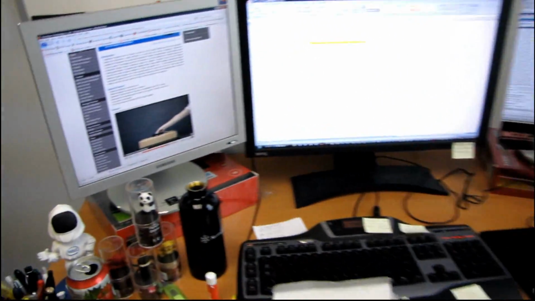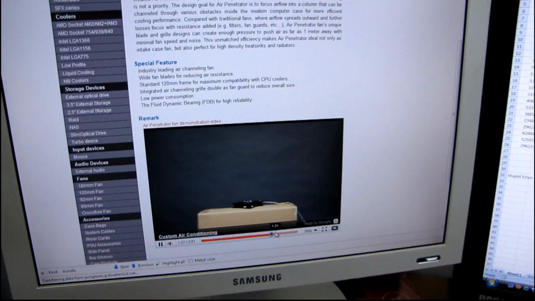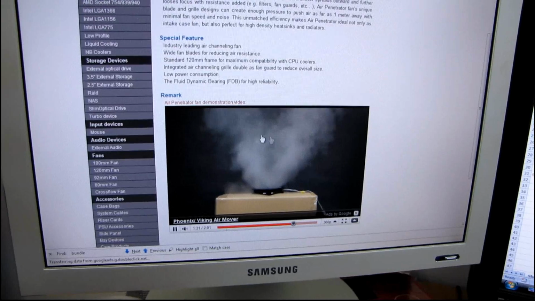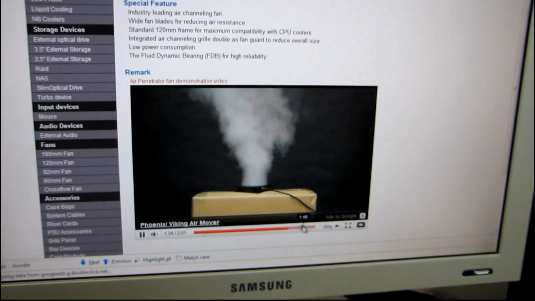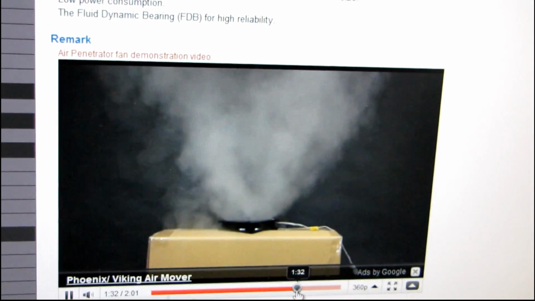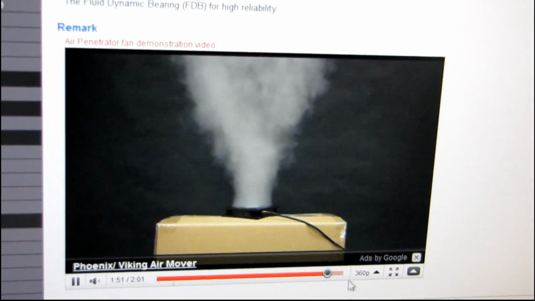So here they're showing the... I think this is the other fan. This is some random fan. Yes. Okay, so that's how airflow normally works from a fan, and then they show the air penetrator here. So see how it blows it straight out instead of all over the place. There you go, that was the whole point.